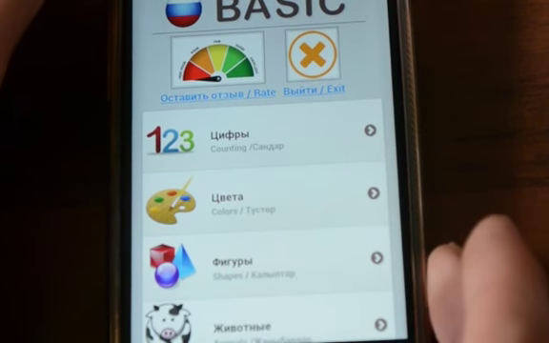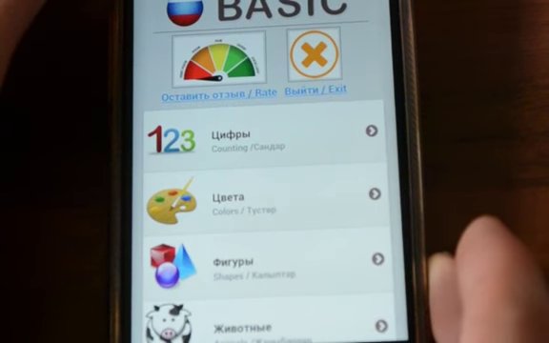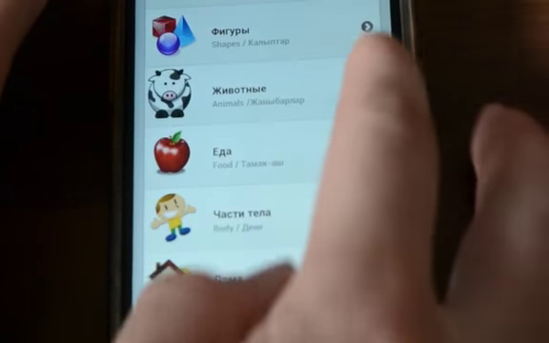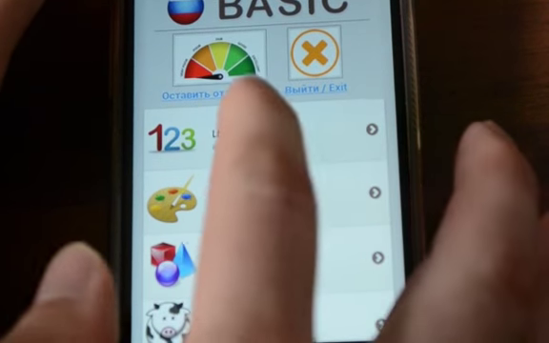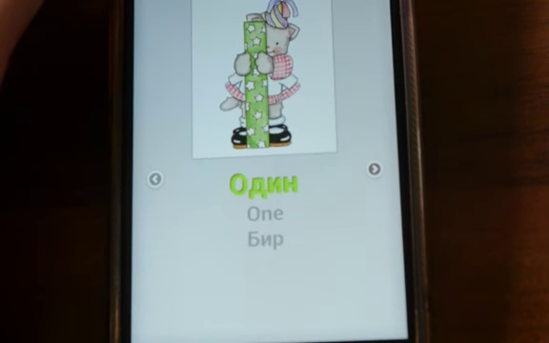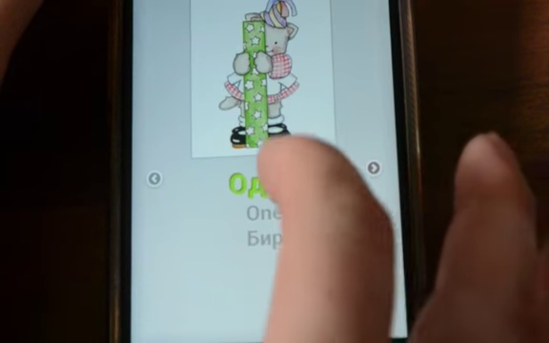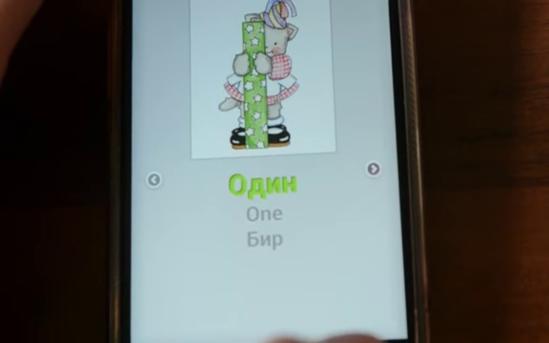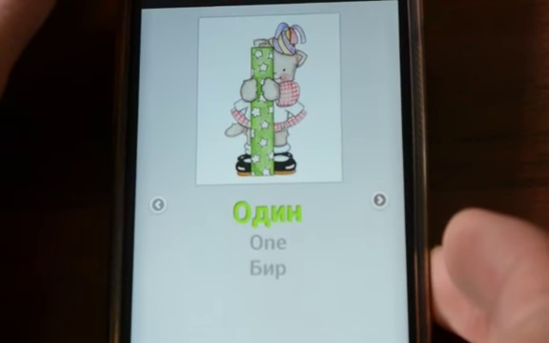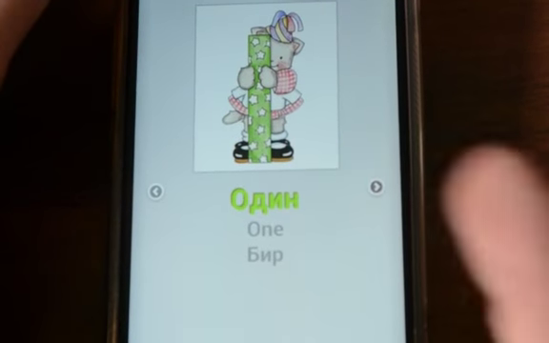Please use it to study basic Russian for your children or just for yourself. All words have three different languages. It's like Russian, English, and Kyrgyz language. So if you want your children to study more languages, it's pretty handy.